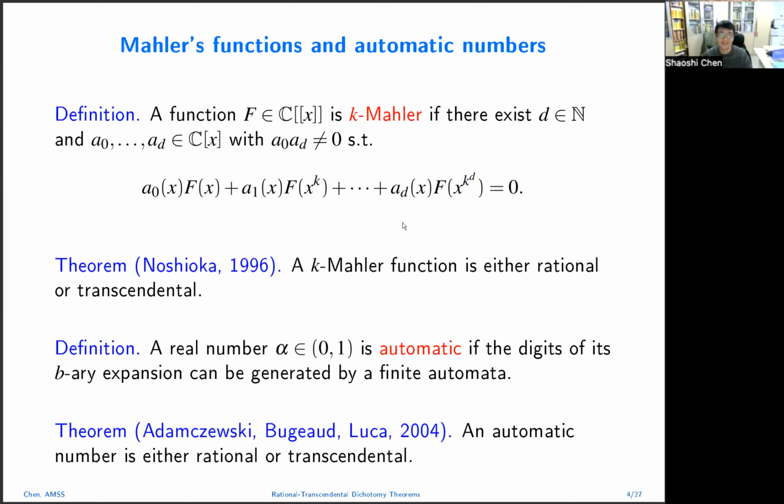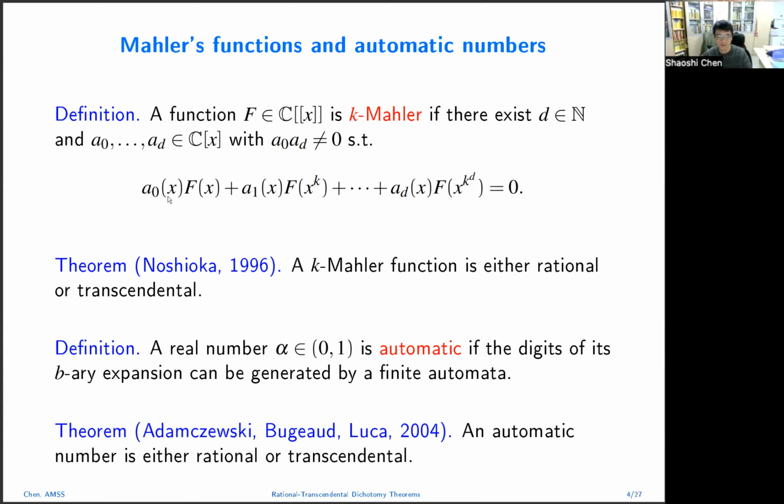Another kind of rational-transcendental dichotomy theorem is about Mahler functions. Mahler functions appear in transcendental number theory, so let me give a definition for this special class of functions. This is basically a power series over complex numbers, and it is called k-Mahler if it satisfies the following special functional equation.